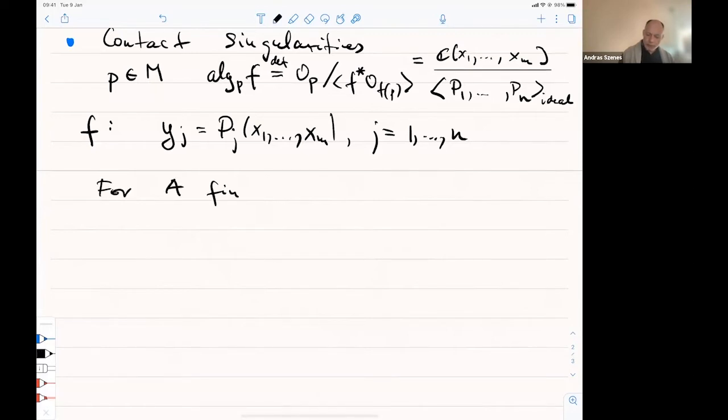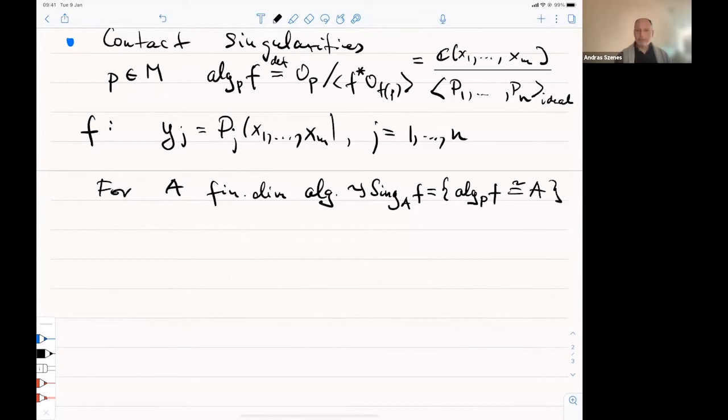finite dimensional algebra with some extra properties, not so important now. And then from this, we can define this singularity locus. We can refine the singularity locus of F, as we defined before, by looking at those points P in M for which this algebra at the point P, F is isomorphic to A. Okay, so this is now a refinement, a partition of the singular locus with respect to this local algebra.